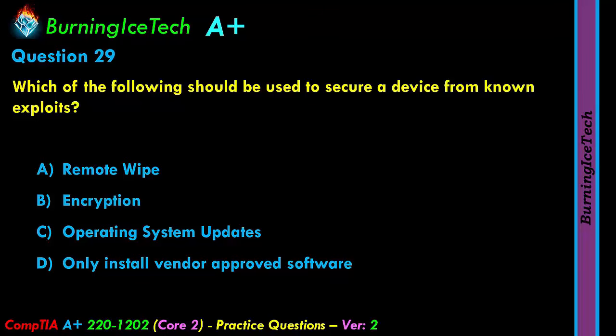Now, just because you've got a completely up-to-date operating system and antivirus does not mean you're not going to have any issues, but it does drastically reduce the chances of an issue. Anyway, the answer is C, by the way. If we look at answer D, only install vendor-approved software. Now, that's going to reduce the chances of exploits, but it's not going to completely get rid of it. So, the best answer here would be C. The second best answer would probably be D. So if C was not available, I would have chosen D.